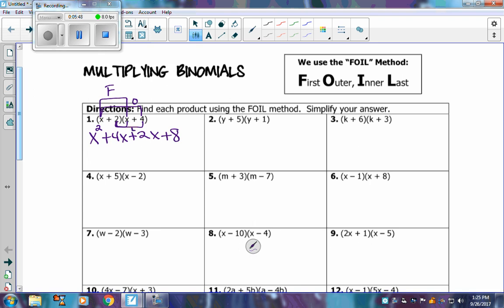That's the last times last. Alright, so first times first, outers, inners, last times last. Now, again, all we're doing is distributing. I'm going to show you the same thing with the distributing property, and you're going to see it's the exact same thing. Do I have any like terms? Yes. 4x plus 2x is 6x. All right, that is your product.